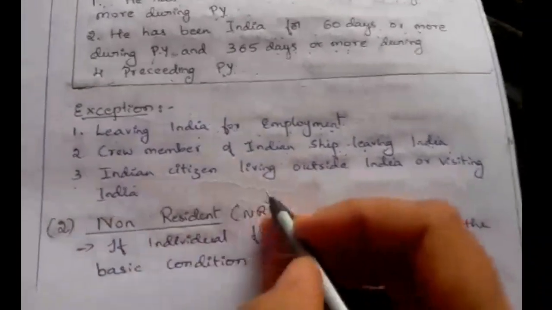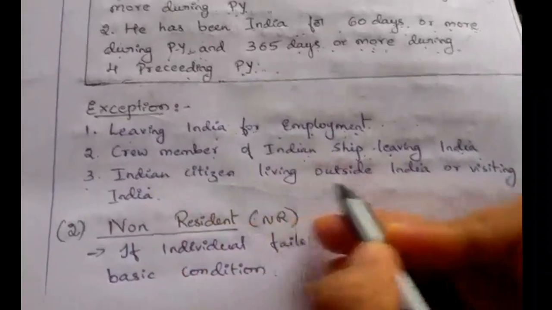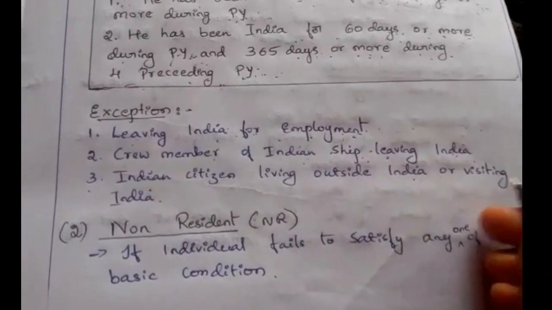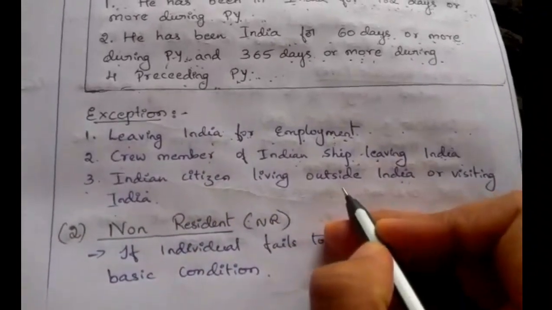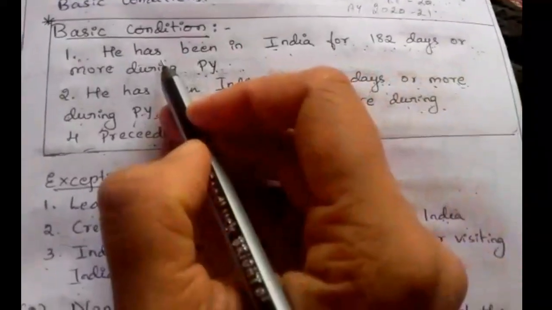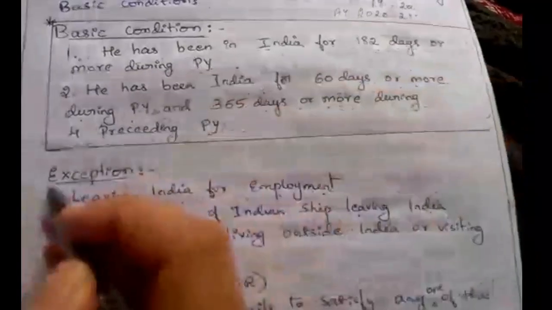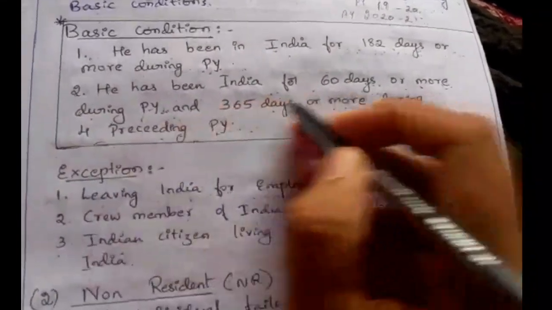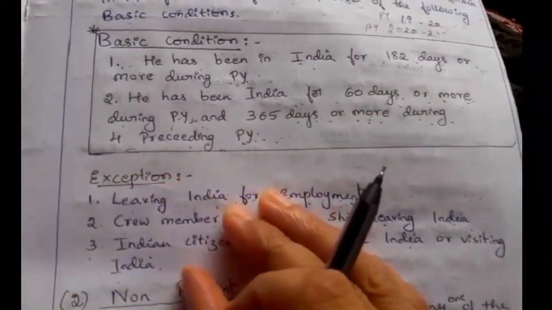Third one is an Indian citizen living outside India, or a person of Indian origin visiting India occasionally. They must satisfy the first condition: they must have stayed in India for 182 days or more during the previous year. They do not have the second option. That is the exception mentioned here.